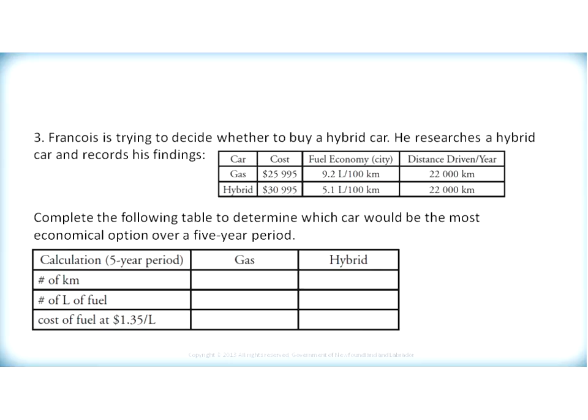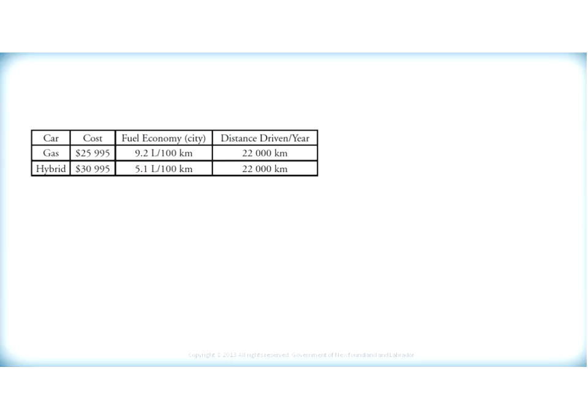a 5-year period. Now, I've created a worksheet on the next slide that we're going to use to find out all of our information. The first thing we're going to do is find out, we noticed that for both the gas car and the hybrid car, he plans to drive 22,000 kilometers. So we're going to find out how many kilometers that would take for a 5-year period.